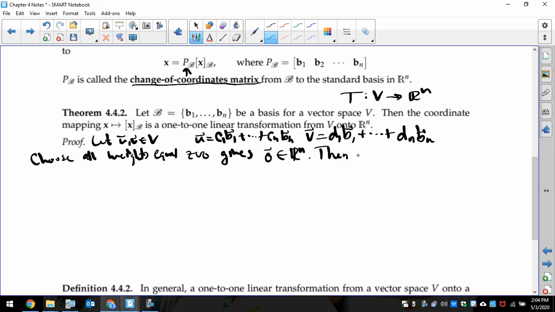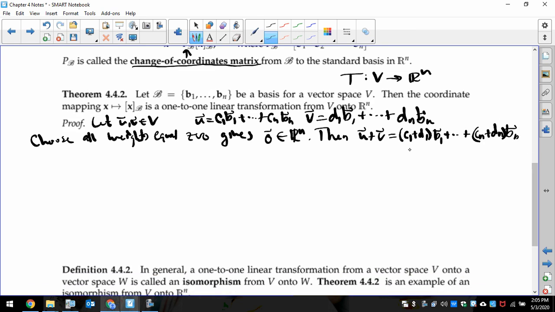Then the sum of these two, we want to show that the sum of the vectors is the sum of the b coordinates. So this is really just going to be C1 plus D1 if you regroup, B1 all the way through Cn plus Dn, for vector Bn. And this right here, if we, let's see, do we want to break that up? So the b coordinates of that, oh, I've done that wrong.